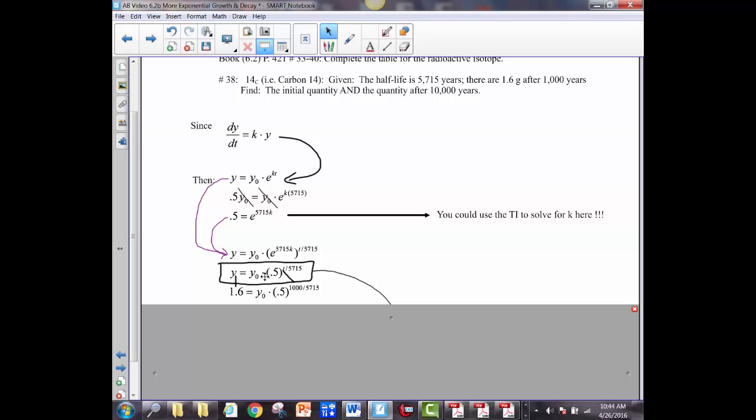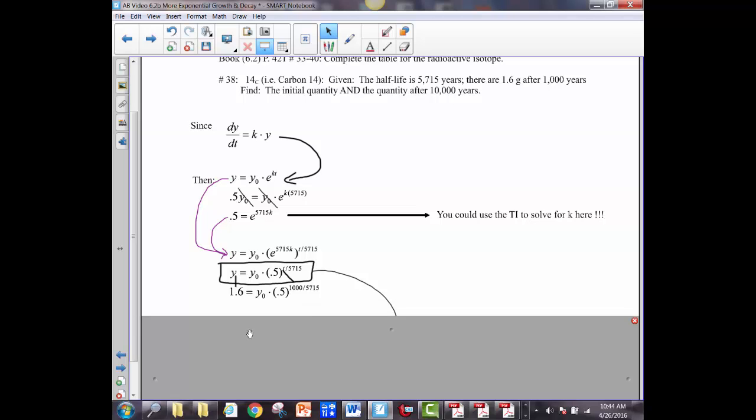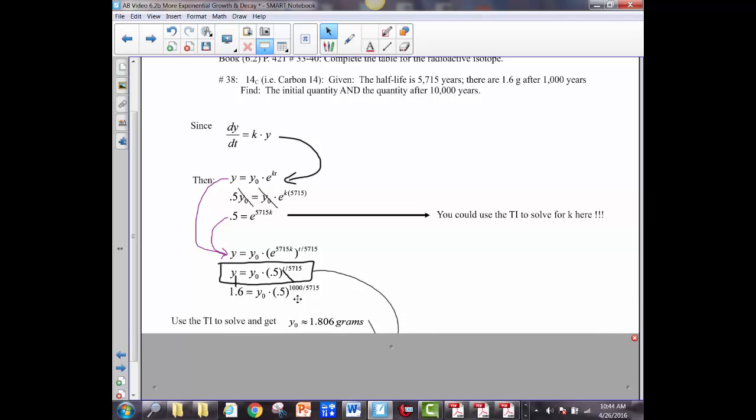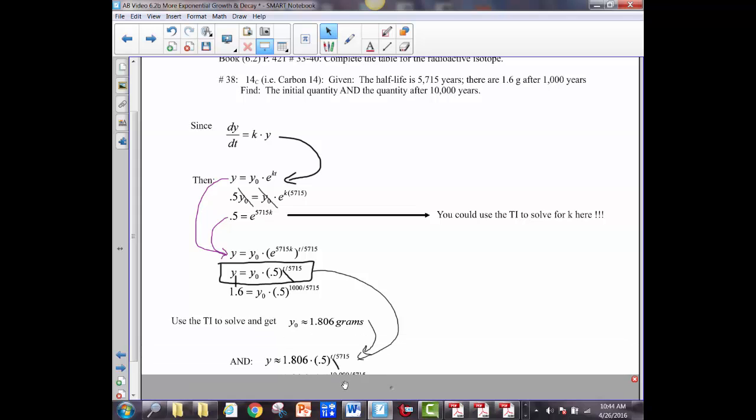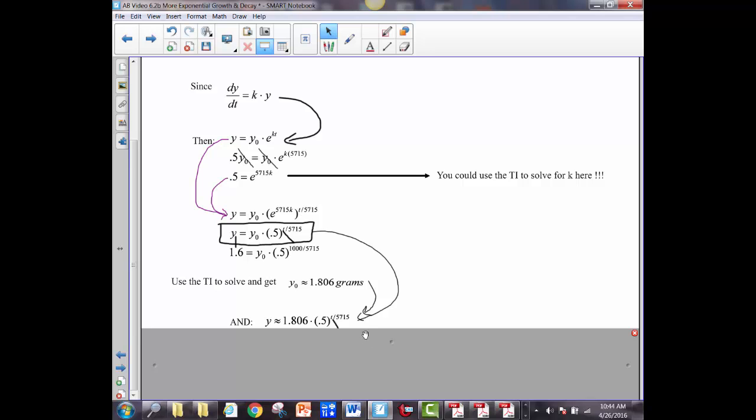Although I don't know what the initial amount was, that's what I'm going to be able to find out now, because they told me that there's 1.6 grams after 1,000 years. So if I replace t by 1,000 and replace y by 1.6, I will find out on my calculator, obviously, that the initial amount is 1.806 grams. So my actual function is this function right here, y in terms of t.